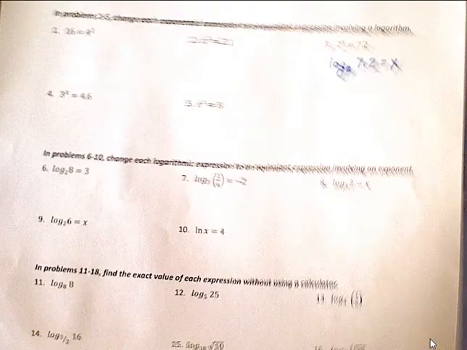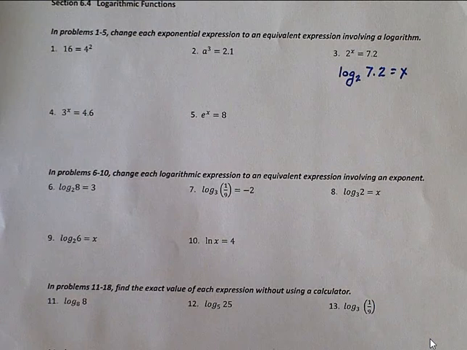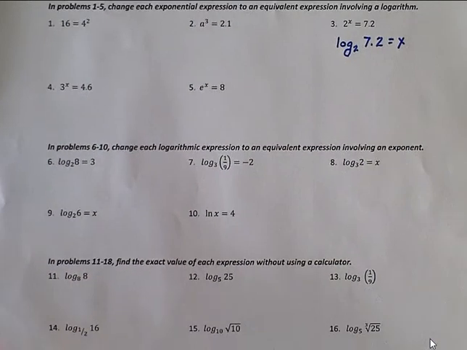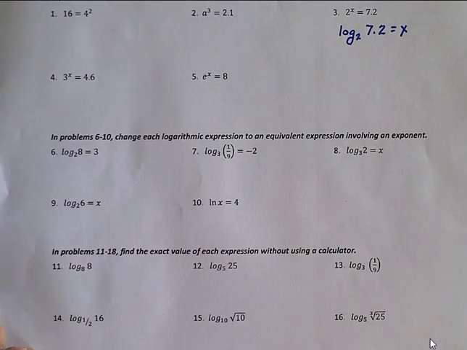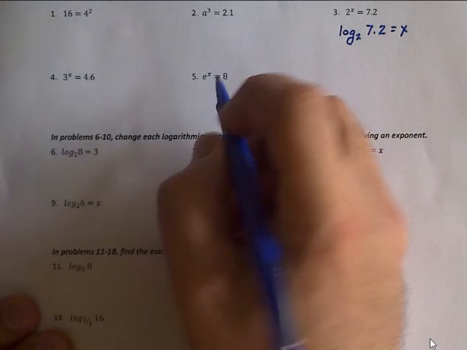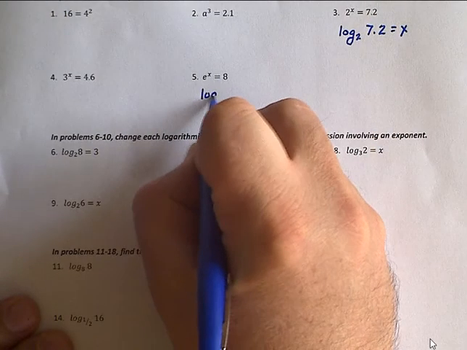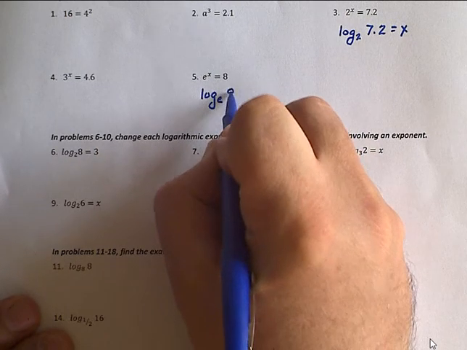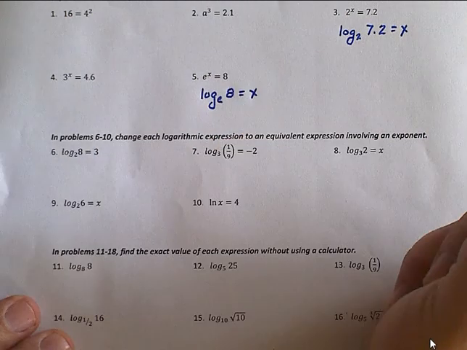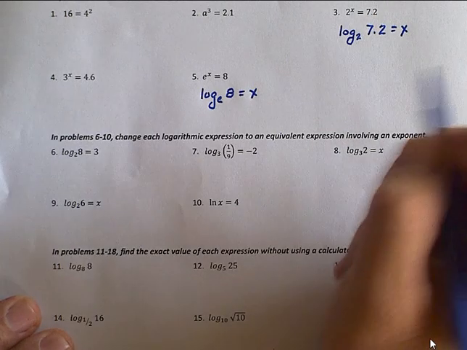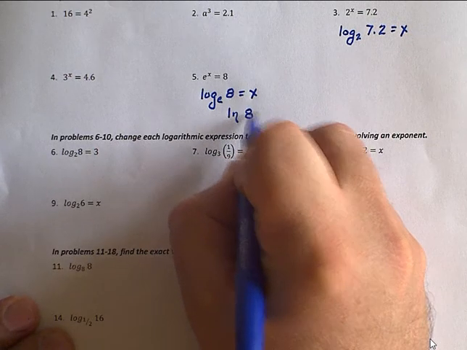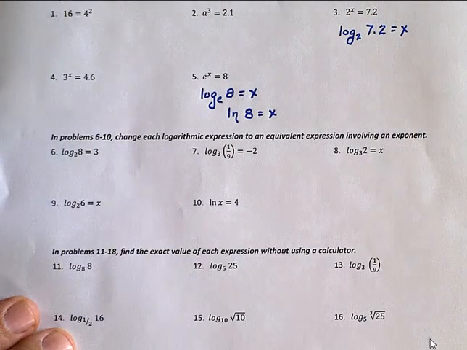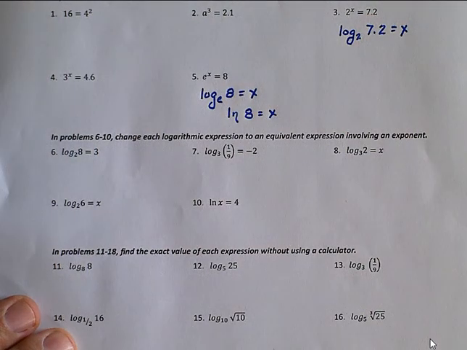So on this example, number 5 is the one I want to look at here. On question number 5, e to the x equals 8. We could write that problem as log base e of 8 equals x. And log base e, just what we said, you can rewrite, symbolize it, ln of 8 equals x. Try to use the best form available in each one of these exercises.